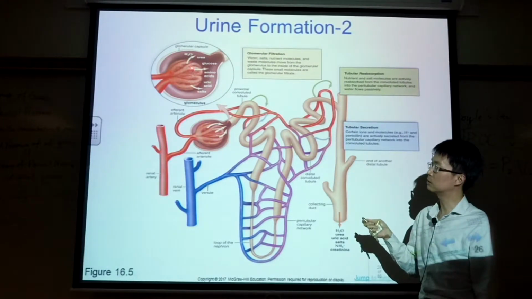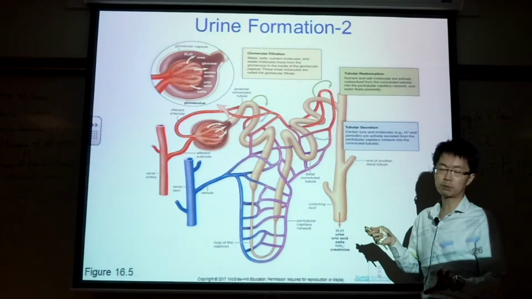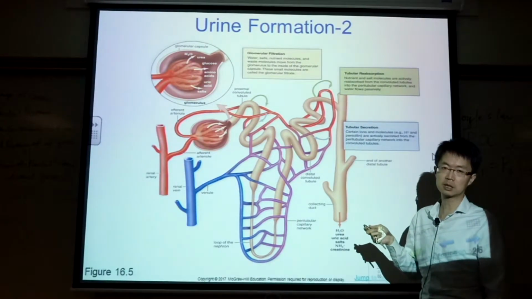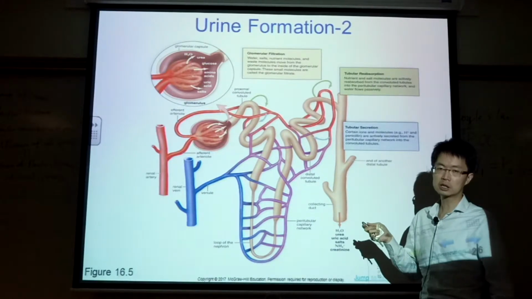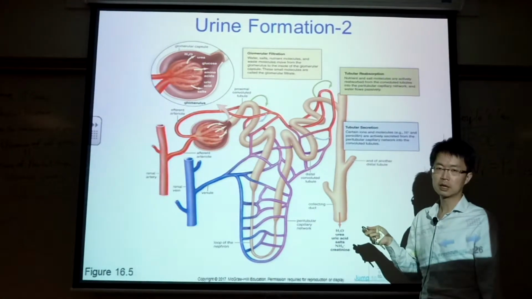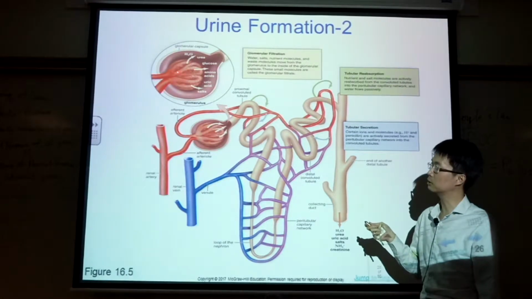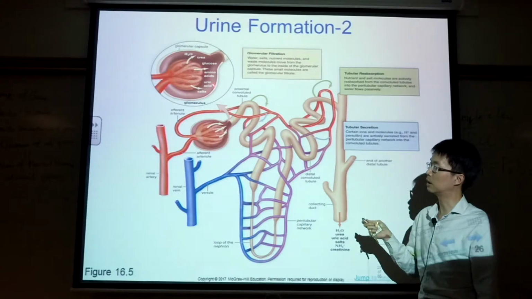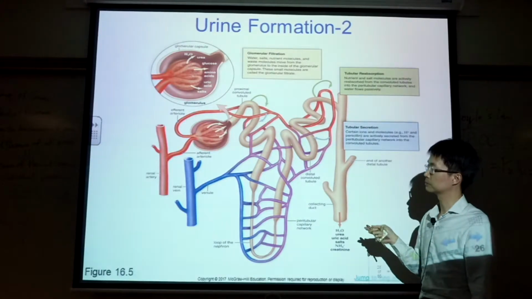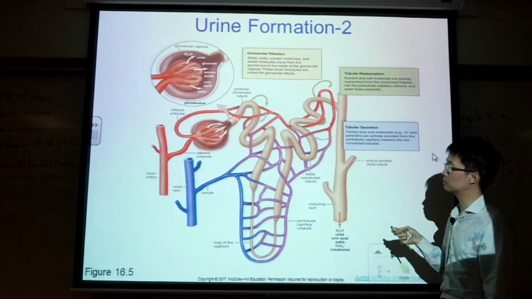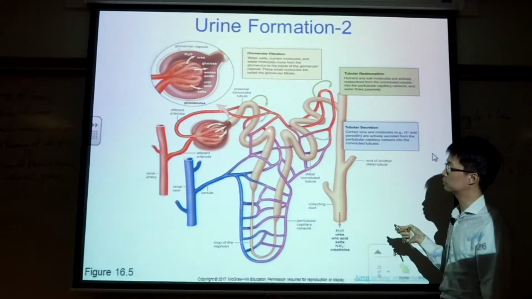You can also see the feet of the podocyte here. Because the feet of the podocyte wrap around the capillary, larger molecules like protein and also the blood cells cannot go through the capillary into the Bowman capsule. And after this, you go to the proximal convoluted tubule.